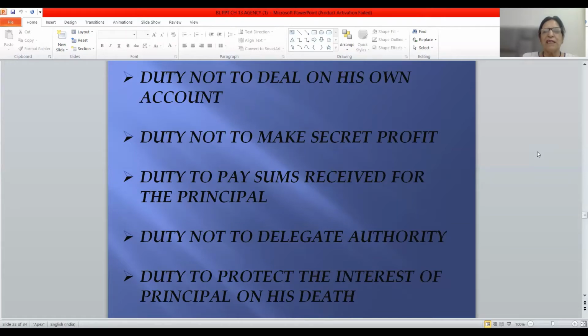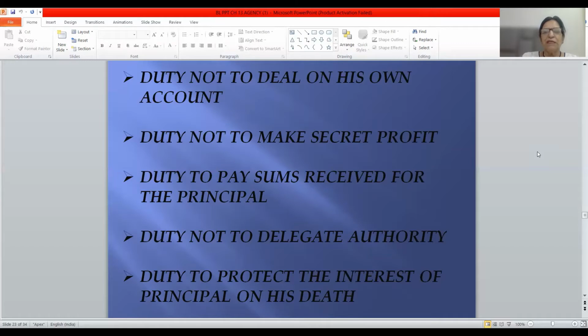Duty not to make secret profits. He is not allowed to make any secret profits. He is selling the goods belonging to his principal, for which he is being paid the commission or salary. He should never make secret profits. If by mistake he has made the secret profits, he should always try to disclose to his principal.